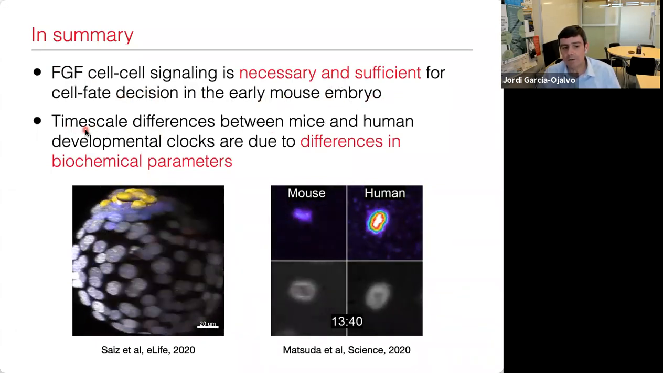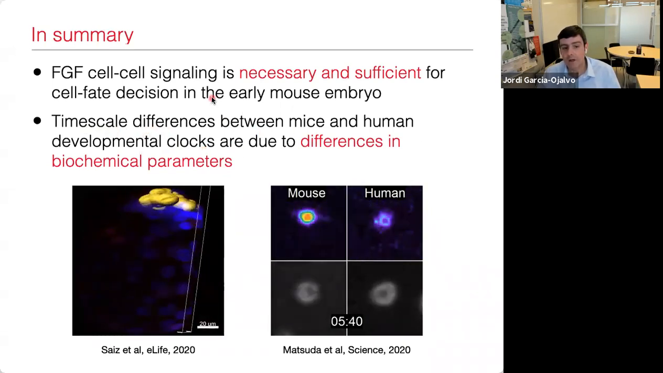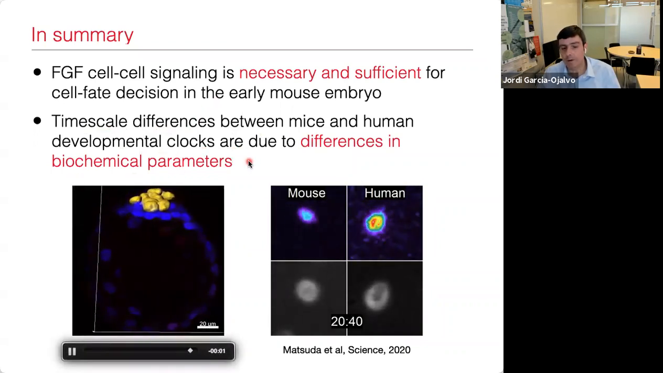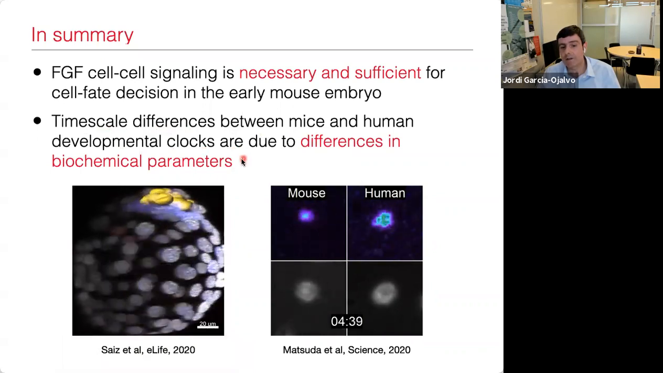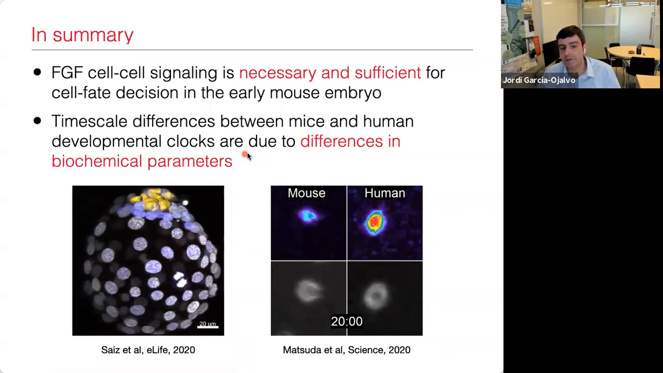And I have also shown you that the timescale differences between mice and human clocks, developmental clocks, are due to differences in some biochemical parameters, not all of them, right? Not, for instance, the ones associated with gene expression, but the ones associated with the protein lifetimes and with the expression delays.